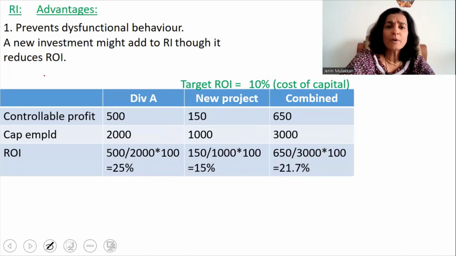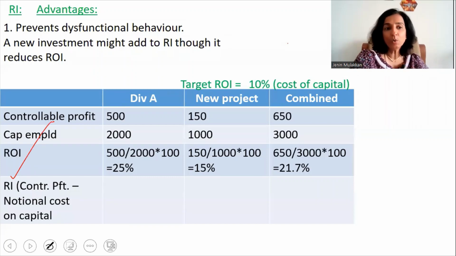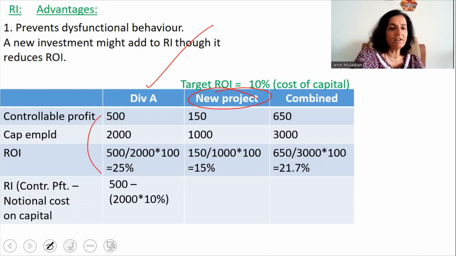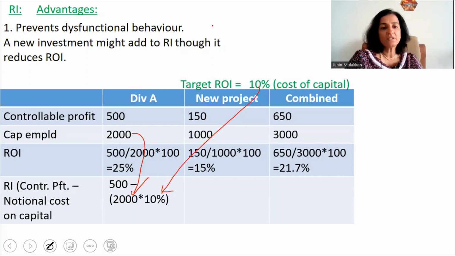Now, if the same project is calculated under residual income, we will see the outcome. Residual income, we know, is controllable profit minus the notional cost on capital. So we will calculate RI for division A before investment in the new project. It is 500, which is the controllable profit, minus 2,000, which is the capital employed, multiplied by 10%, which is the cost of capital. So the residual income comes to 300.